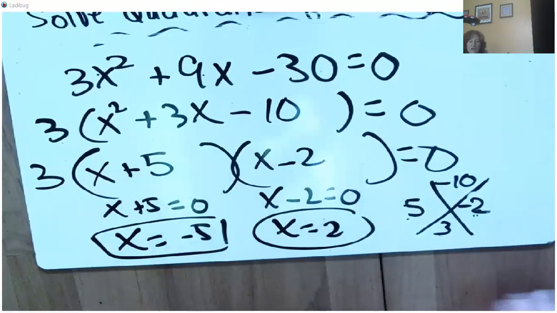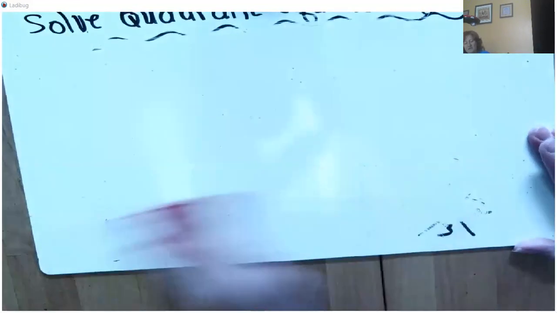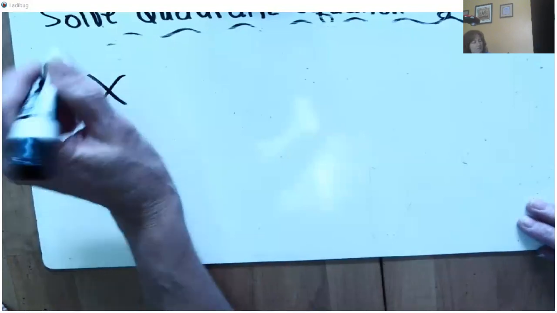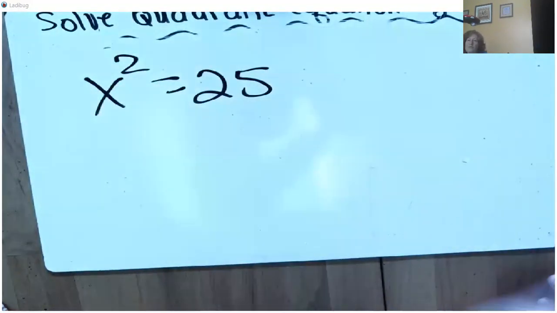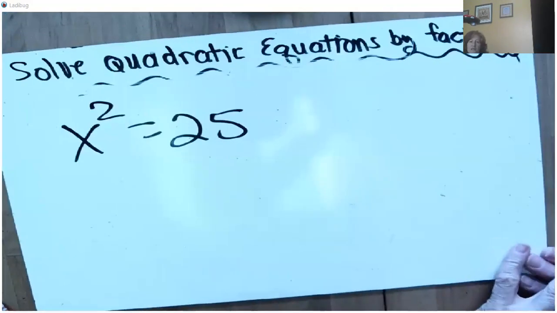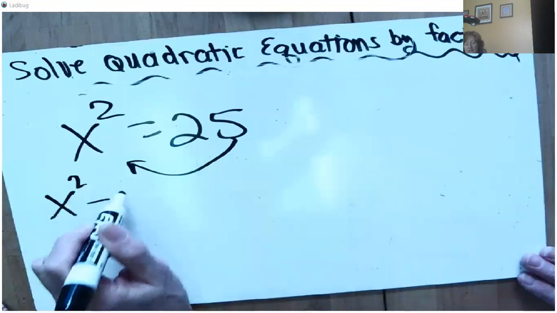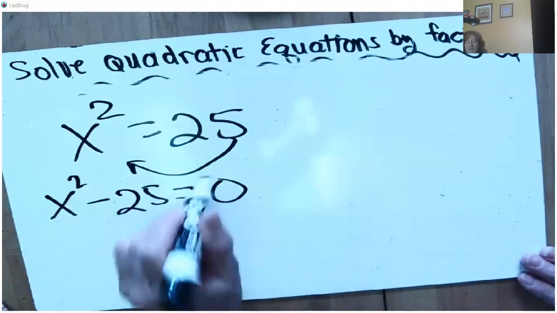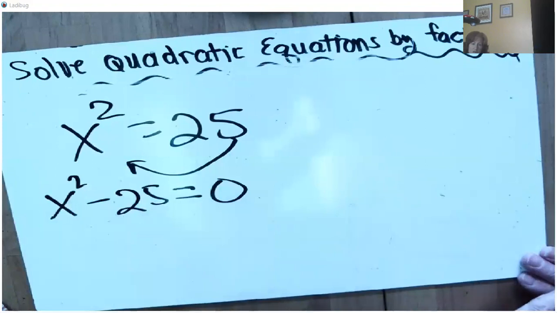Okay, one more type to check out, and then you're off to do your assignments. Okay, first thing we need to do is put it into standard form. So we need to bring the 25 over to the other side. It's a positive 25, so we're subtracting it over to the other side. And now we have x squared minus 25 equals 0.